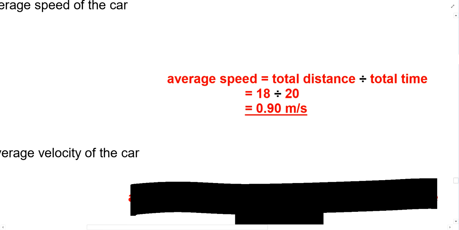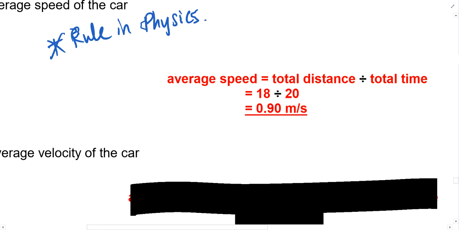Okay, so this is the rule in physics. Leave in 3SF. You may be penalized if you don't leave it in 3SF. However, if your answer is very nice, for example 10 divided by 2, it's 5, I can leave it as 5. So in this case, 18 divided by 20, you get exactly 0.9. I'm okay if you leave it as 0.9. However, you will not be penalized if you leave it at 0.900. You will not be penalized if you leave it at 0.90.